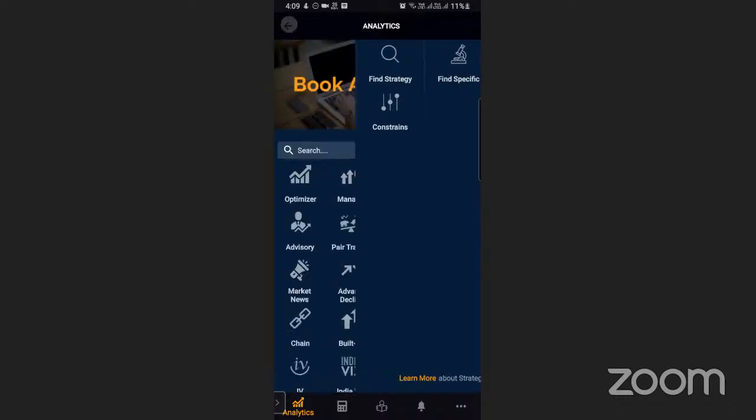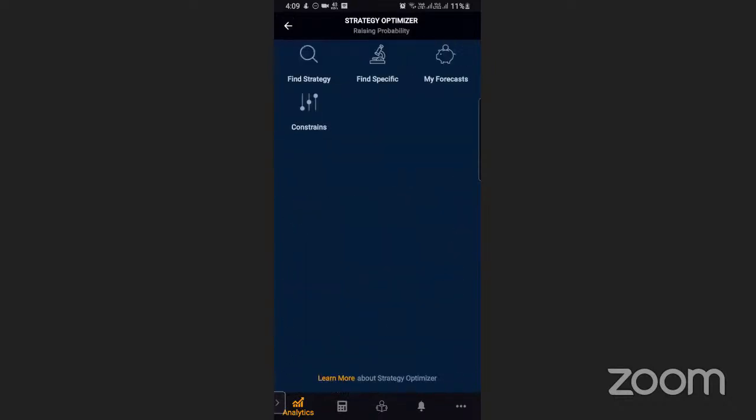In the option optimizer, you have four sections. The first one is find strategy. The second one is find specific, third is my forecast, and fourth is constraints. So what does find strategy do? It works on the basis of my direction, and the same with find specific, but there are some thin differences among them, though the work they do is more similar. They tell you the strategies based on your view, just a view.